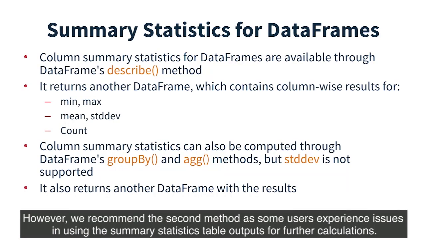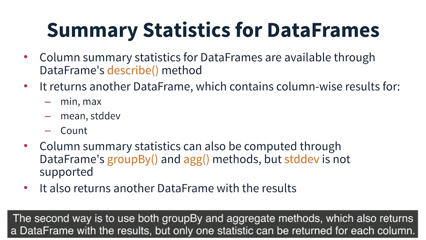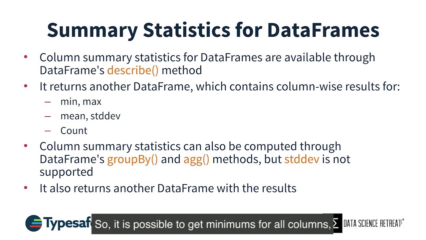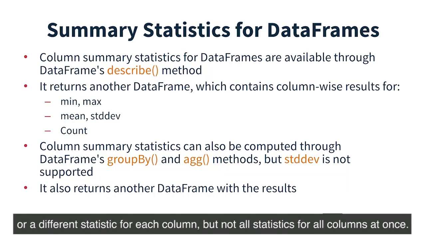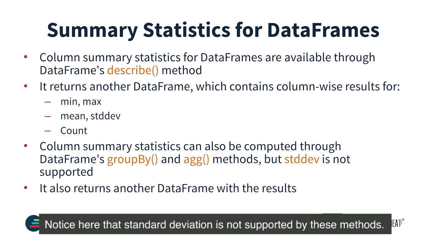However, we recommend the second method as some users experience issues in using the summary statistics table outputs for further calculations. The second way is to use both group by and aggregate methods, which also returns a data frame with the results, but only one statistic can be returned for each column. So it's possible to get minimums for all columns or a different statistic for each column, but not all statistics for all columns at once. Notice here that the standard deviation is not supported by these methods.